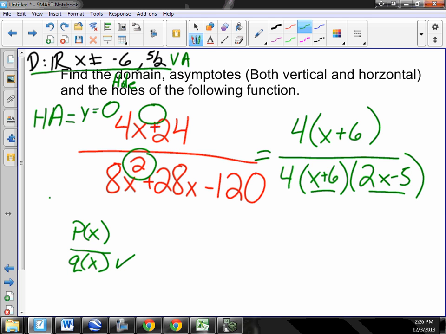And the range is really simple. It's everywhere except 0. So your horizontal asymptote determines the range. Your range is all real numbers except y cannot be 0.